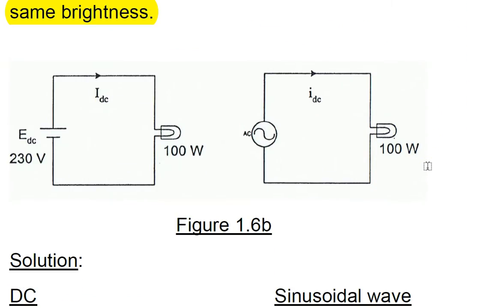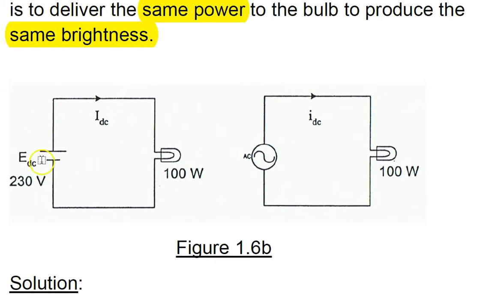Right, so we are comparing something. DC supplied 100 watts. What's the AC I need to supply to produce the same effect? Alright, so how do we do this? Let's look at it.